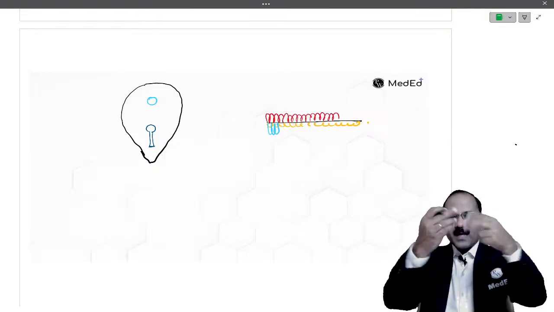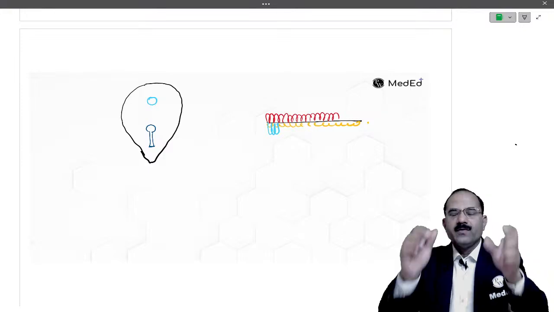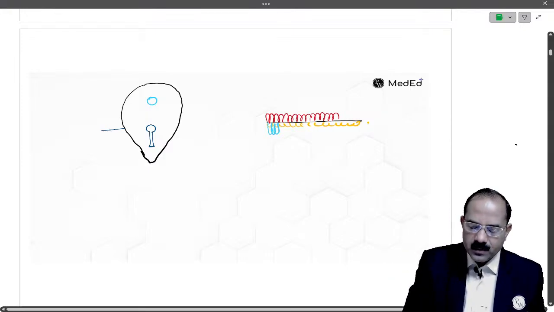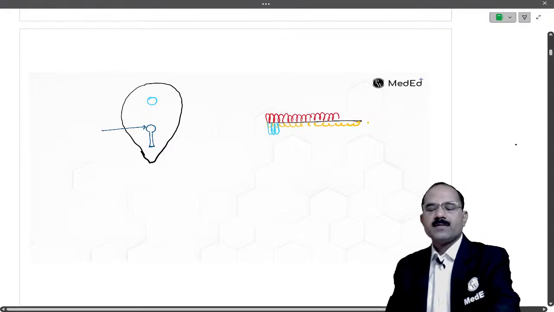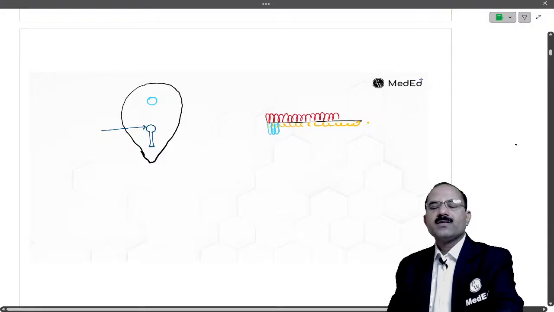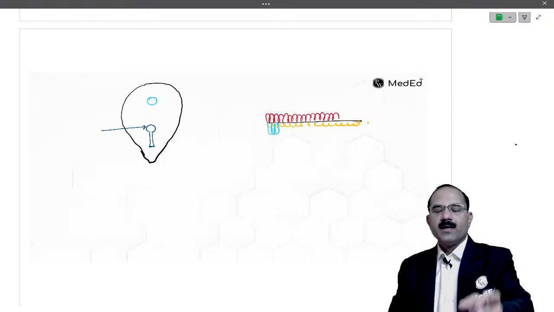This primitive streak has a rounded anterior end which is known as, yes, any guesses? What is this rounded anterior end known as? I can't see the chat, just one moment. What is this rounded anterior end known as? Anyone? Just one moment.